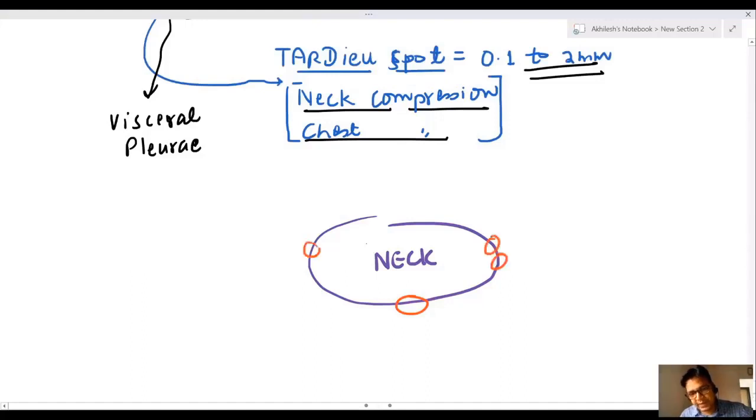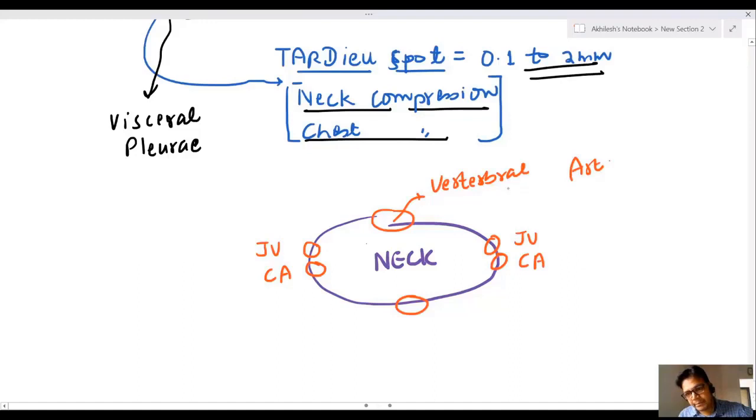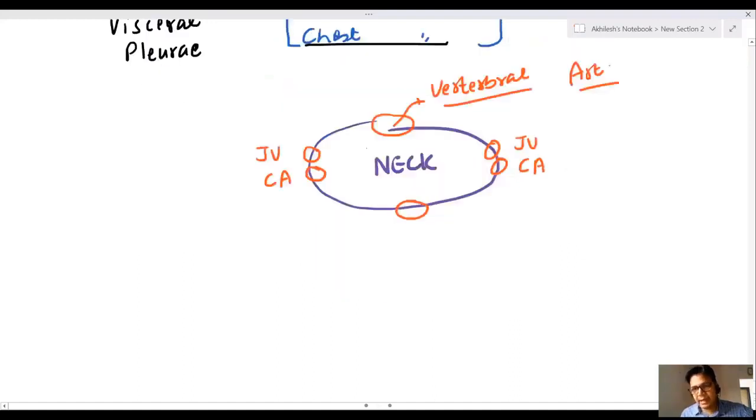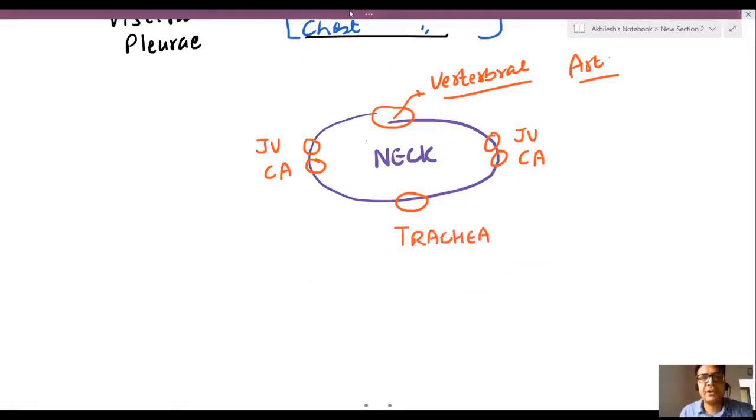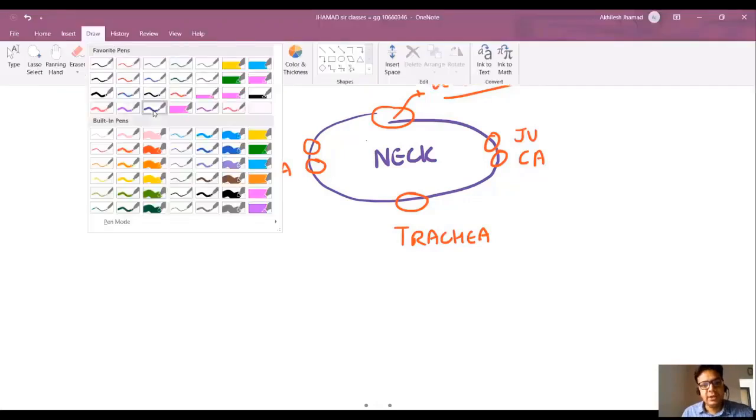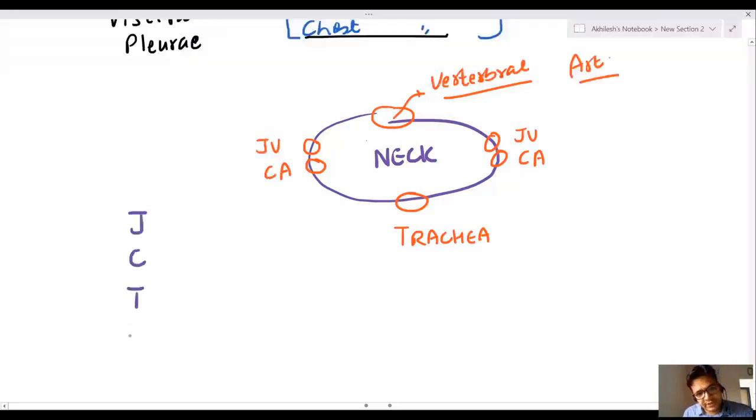On this side, you have 2 vital structures: jugular vein and carotid artery. And in the posterior part, you have vertebral artery. This is trachea. Now, what amount of pressure is required for these structures? You can remember by a very simple mnemonic, JCTV. What kilogram pressure is required to obstruct these structures?